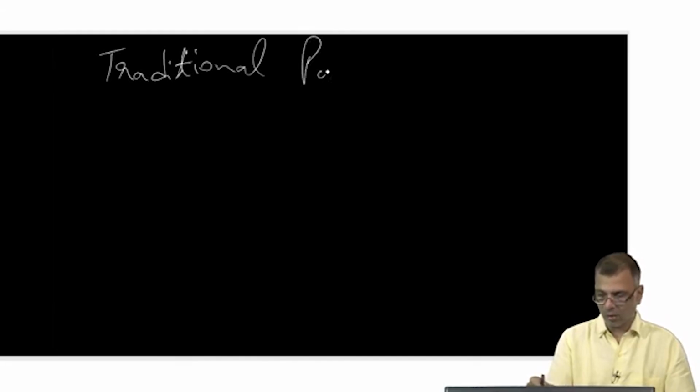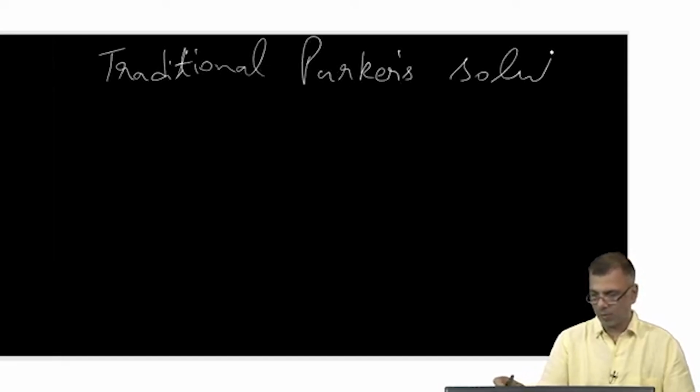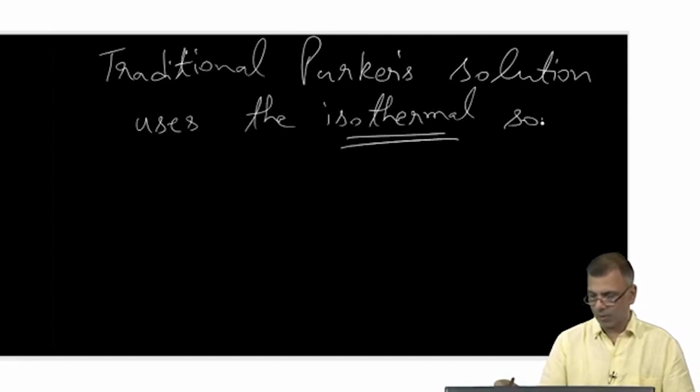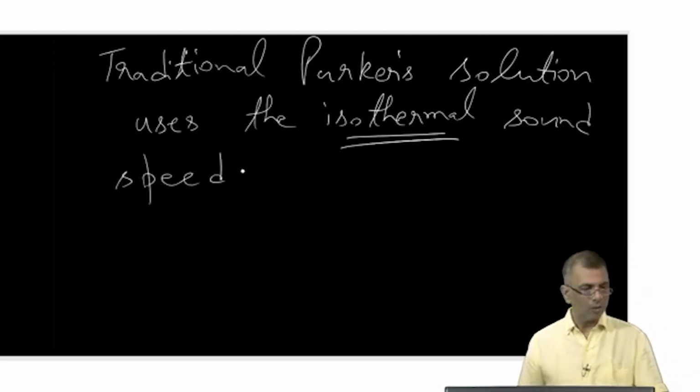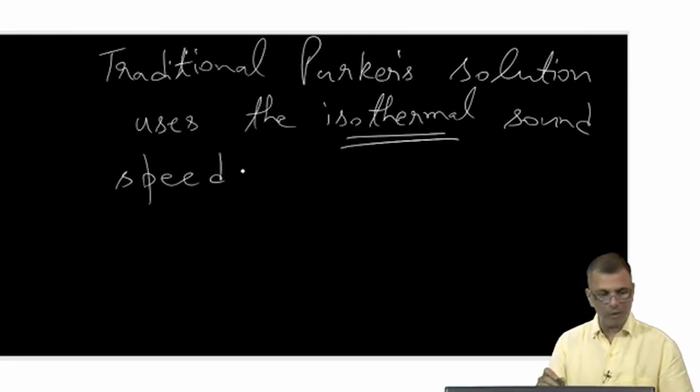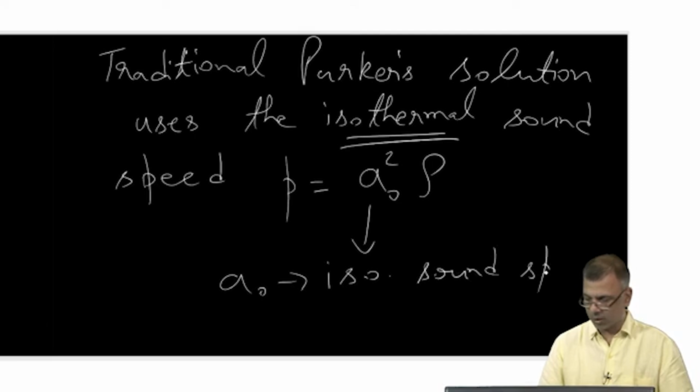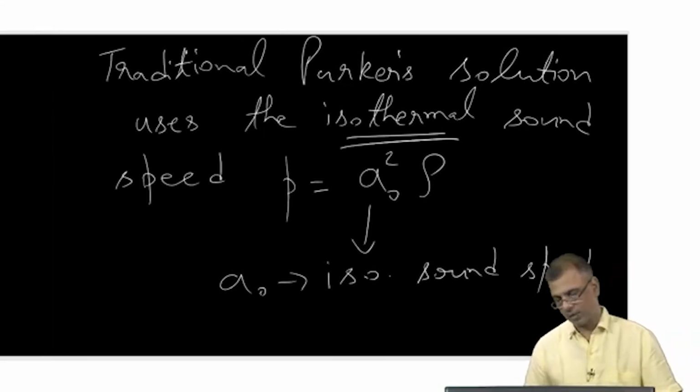Okay. Now remember, the traditional Parker solution uses the isothermal sound speed, where P is related to rho using P equals A naught squared rho, where A naught is the isothermal sound speed. This is how we did our derivation.